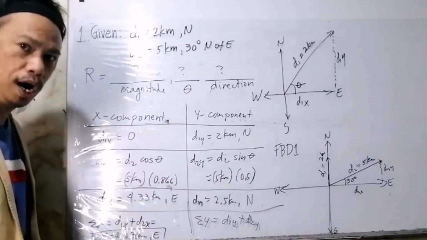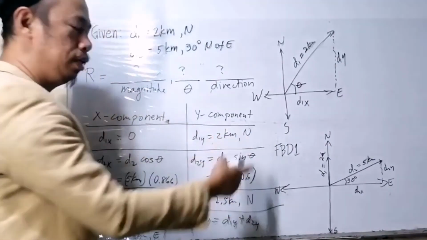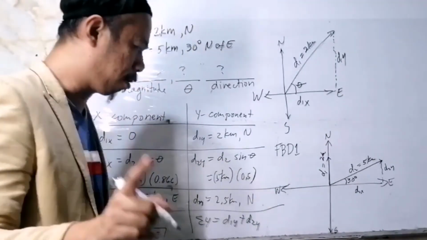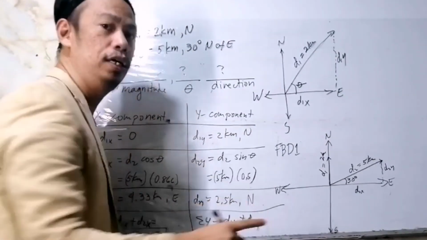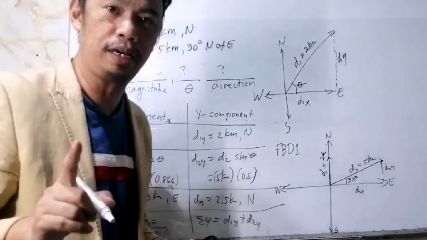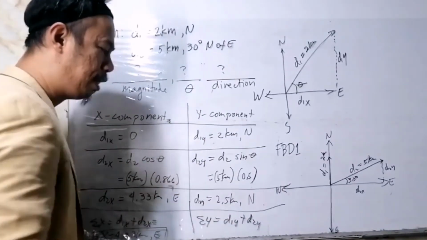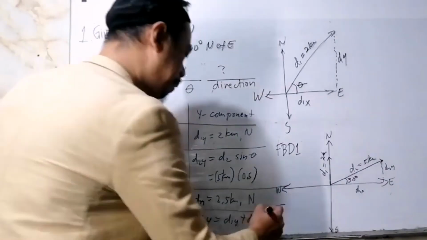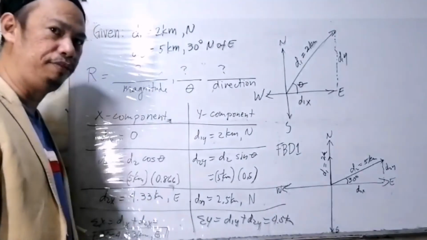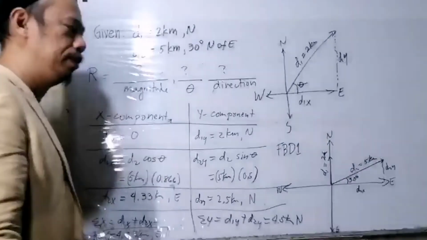For the summation of y, we have, okay, north, north. The same direction, therefore, we simply add it. However, if this is south and then this is north, opposite direction, so we subtract. But this time, we don't subtract it. We simply add. So we have 2 and 2.5, that is 4.5. So 4.5 kilometers. What's the direction? Okay, north.